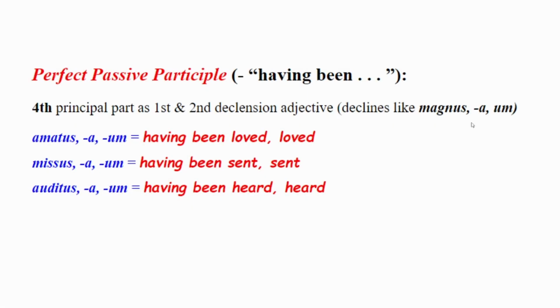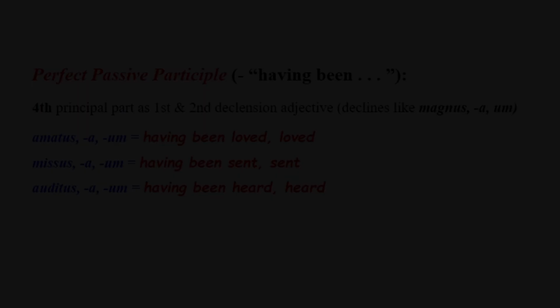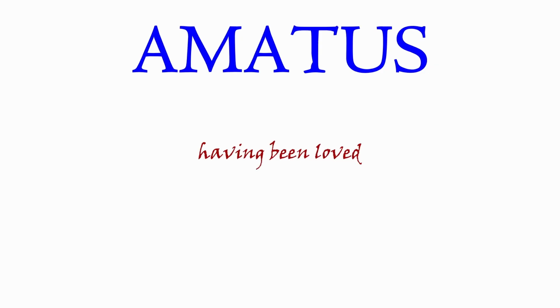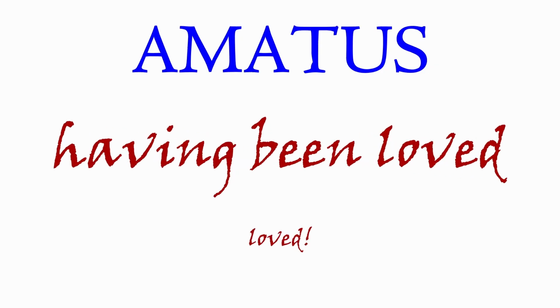The perfect passive participle is a lot simpler. It is the fourth principal part. Pretty simple, right? Notice, so for amo, amatus, and the us tells us it's the fourth principal part used as a first and second declension ending. It's like magnus, magna, magnum. But the fourth principal part, in fact, is the perfect passive participle. And notice how this is translated. You can always translate it accurately if you say having been. For amatus, having been loved. Sometimes the English past participle will work: loved.